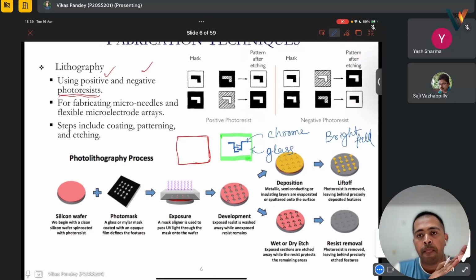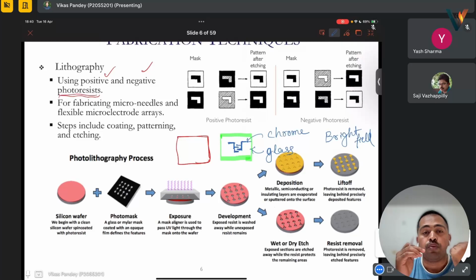This is a point where almost everyone gets confused. Which one is positive, which one is negative? What happens in case of positive? What happens in case of negative? What is bright field and dark field? But once you are clear about it, you will be able to understand how this process occurs.